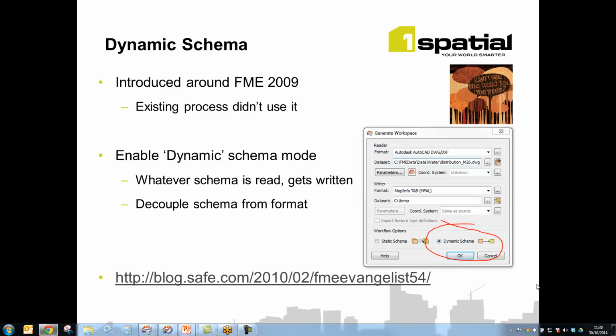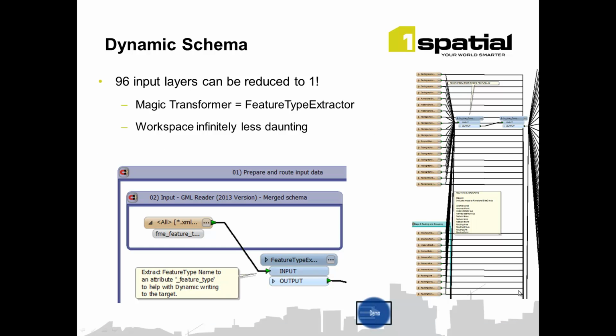So this capability gives us the ability to make the workspace much tidier, going from these many feature types on the left here to a single input feature type. And the trick here is to use a transformer called the feature type extractor. It allows you to really tidy up the process.